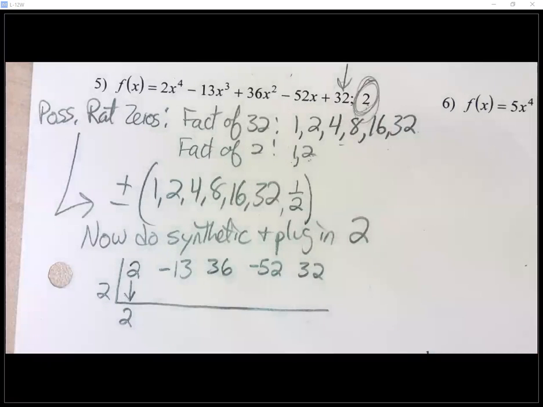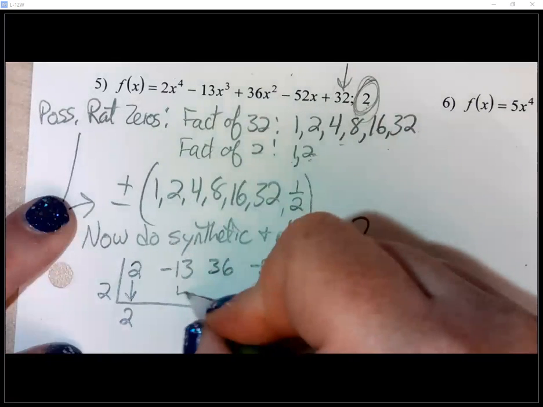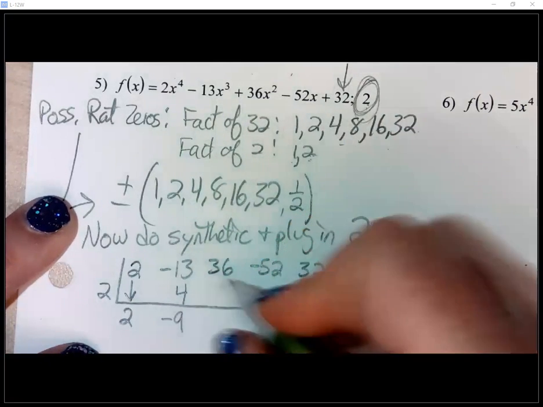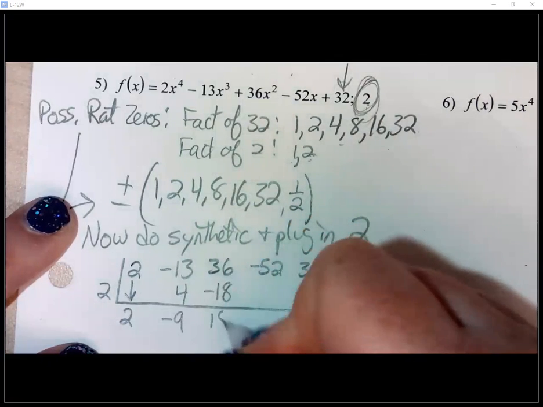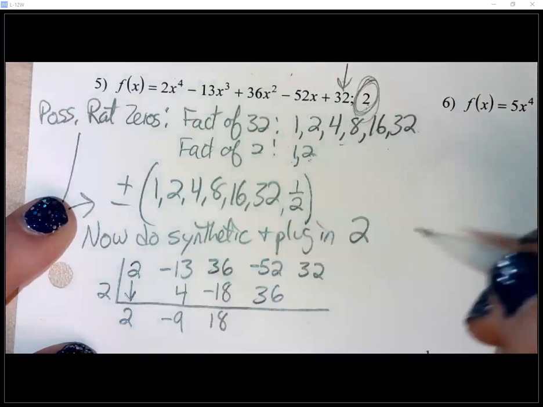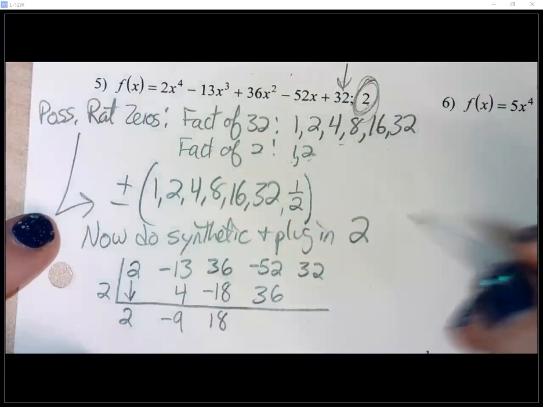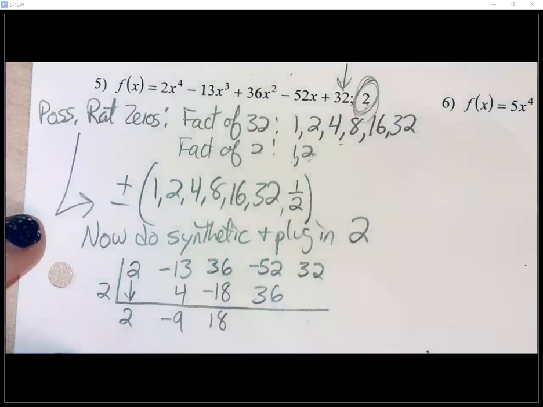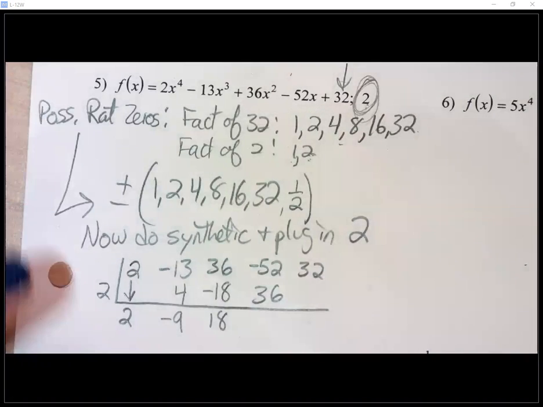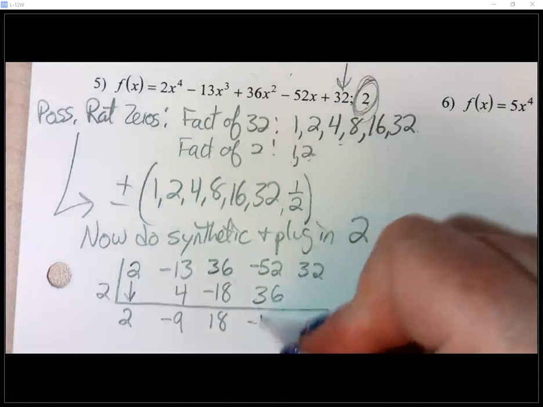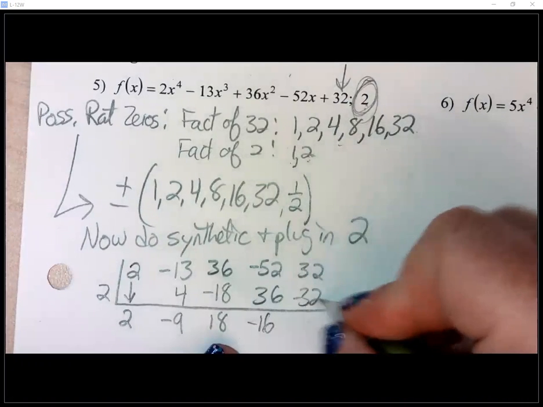So let's try it. 2 times 2 is 4. We get a negative 9. We're going to multiply. That's a negative 18. Times by 2, that's a 36. Oh, what is that? Is it 36? Did I already mess up? That's not 18. Is it? It is? Oh, okay. See, I doubt myself. Okay. 2 and 36. A negative 16 times 2 is a negative 32. Look at that. Oh my gosh, like magic.